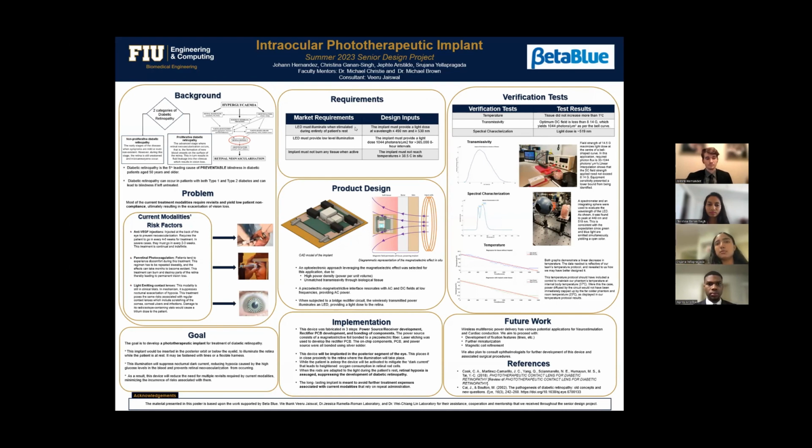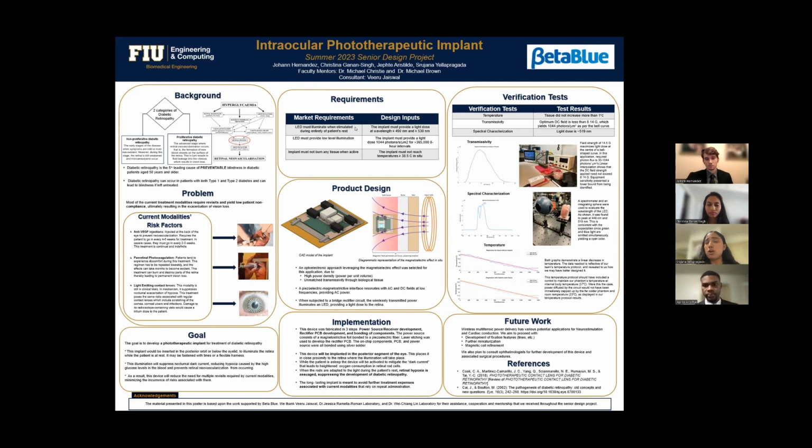Thank you, Johan. So I'm going to start off by saying that diabetic retinopathy is the fifth leading cause of preventable blindness among diabetic patients, those at the ages of 50 years and older. The problem we have with the current treatment modalities is that they often yield low patient compliance and require revisits. Some examples would be the anti-VEGF injection, which is injected at the back of the eye to prevent neovascularization. This treatment is continual and indefinite.